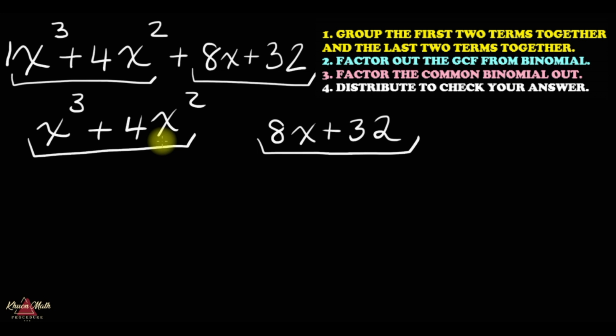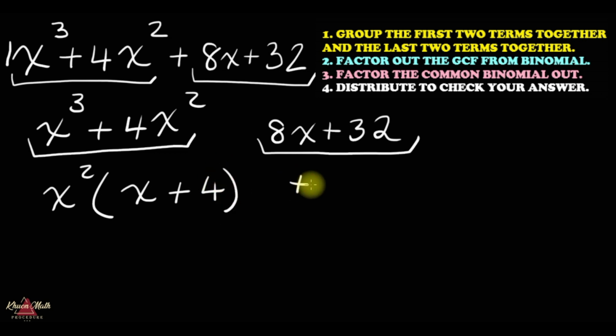Now step 2 is to factor out the greatest common factor from each binomial. So you have 2 binomials, so for each one you have to take out the greatest common factor. So tell me, what's the greatest common factor for this group? Well, the greatest common factor is x squared, so you're going to be able to pull out x squared. When you pull out x squared, x squared times what is x cubed? That's going to be x. And then x squared times what will give you 4x squared? That's going to be 4.